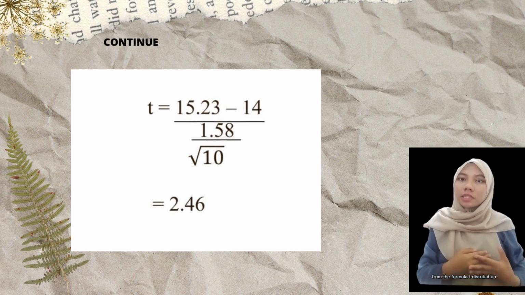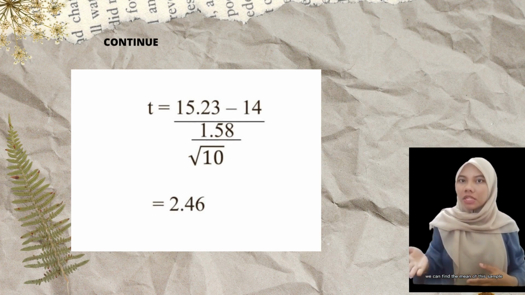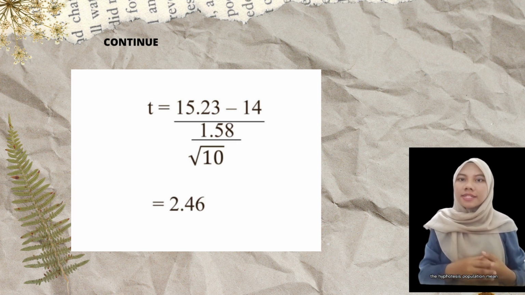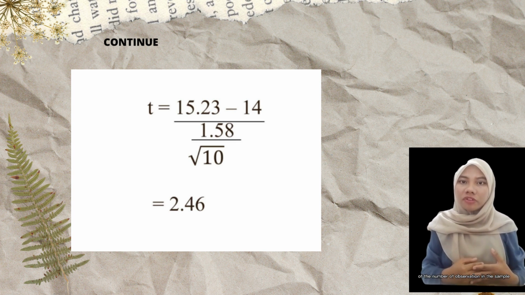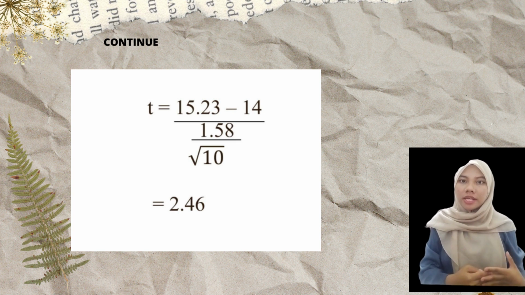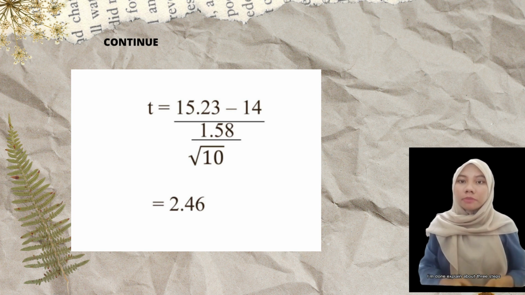From the t-distribution formula, we use the mean of the sample, the hypothesized population mean, the standard deviation, and the number of observations in the sample. Applying the data into the formula, we get the final answer of the t-distribution, which is 2.46. I'm done explaining about 3 steps, and I will pass to the next presenter to explain the next step. That's all from me.